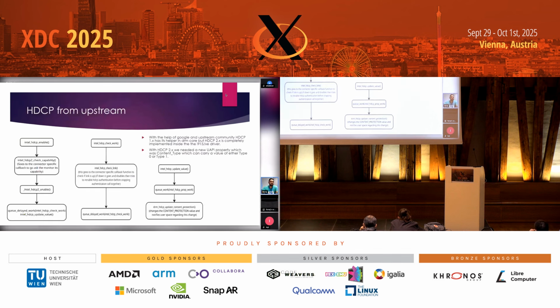So now let's talk about what is there in upstream in terms of HDCP. We have our whole code with HDCP 1.x implemented as DRM helpers, and some of it is implemented within the drivers itself. With the help of Google and the rest of the community, we got this merged. But with HDCP 2.x, the whole implementation is within individual drivers. So that is some work for the future that we need to do. And HDCP 2.x also was when we introduced the UAPI property called content type, which told us which type to enable.